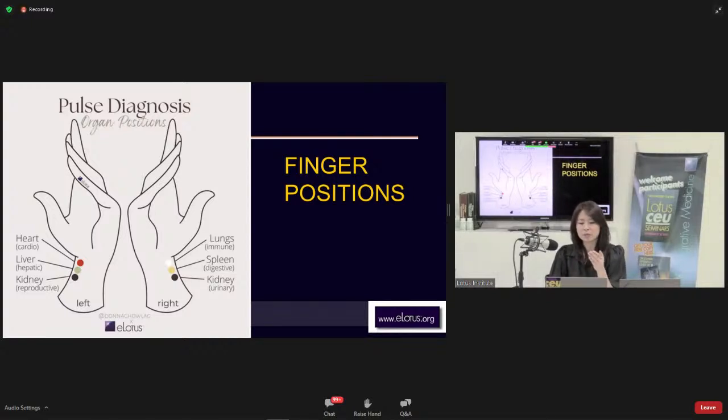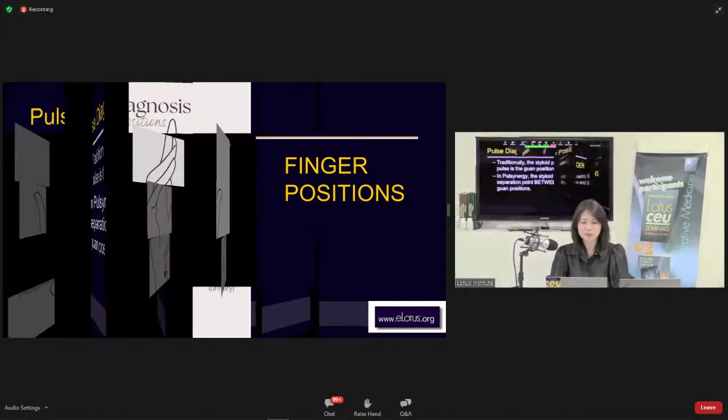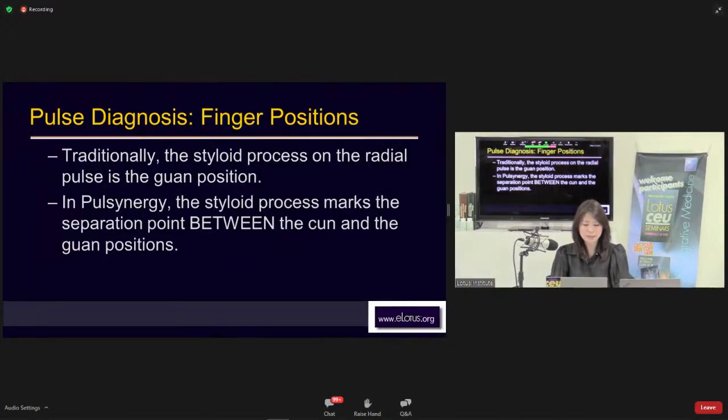You have the right cun, which is the lung and large intestine. The guan position is the spleen and stomach, right? And the chi is the kidney, the urinary kidney. And then on the left side, you have the heart and small intestine, then the liver and gallbladder, and then the kidney, the reproductive system, on the chi position. So I think this is pretty easy. Everybody knows this. Let's go to the next slide.